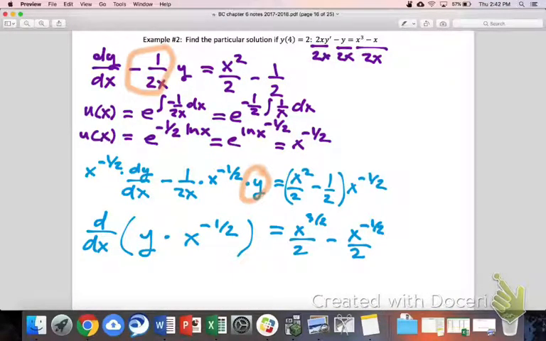And then the other factor will be attached to that other term. But if in doubt, just make an educated guess. Try to do the product rule. See if it works out.